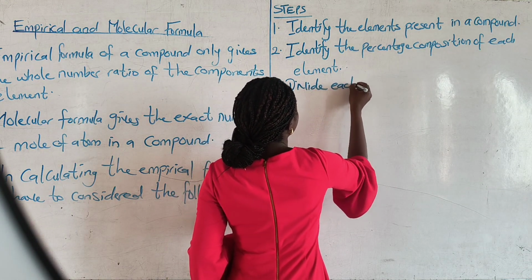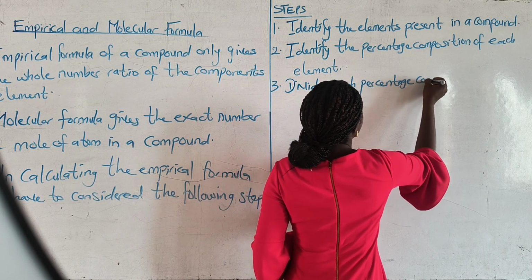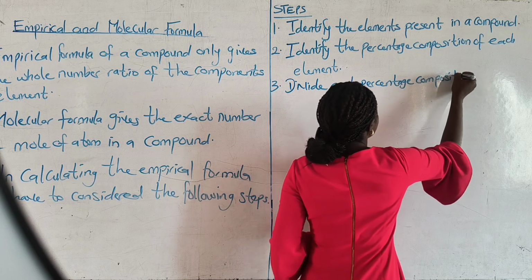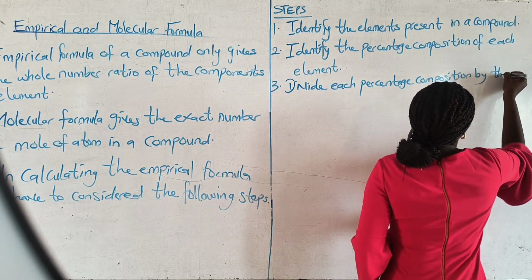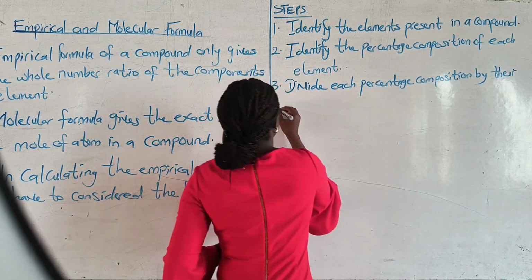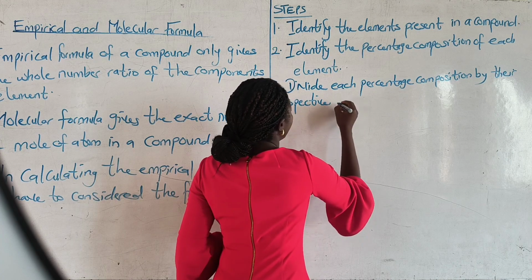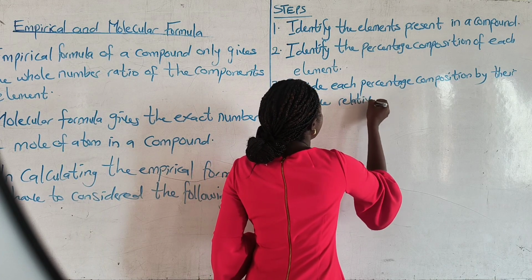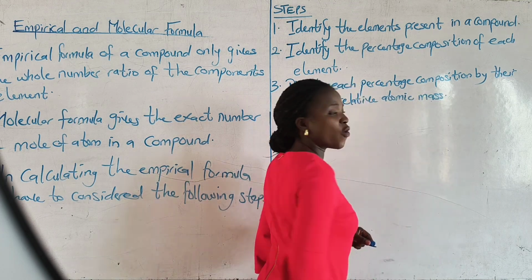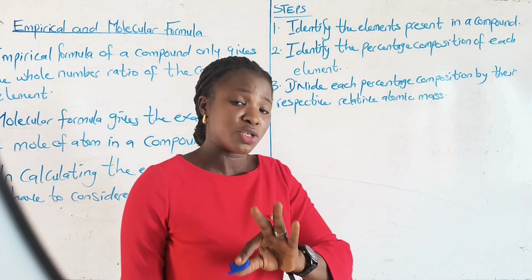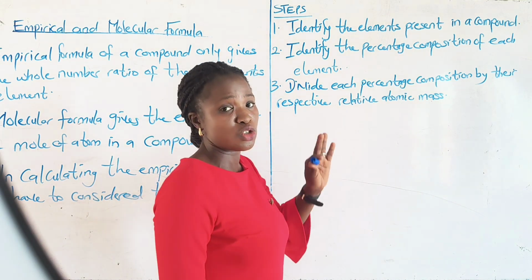Divide each percentage composition by their respective relative atomic mass. How are you following? Very simple. We are going to go to the calculations aspect, okay? We're going to do that. But let's understand the steps, what we need to do.